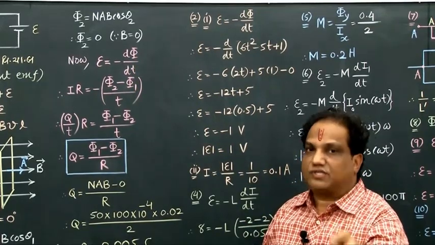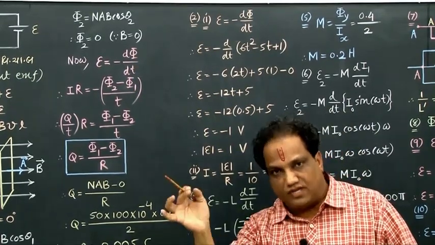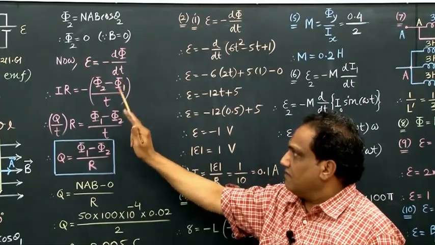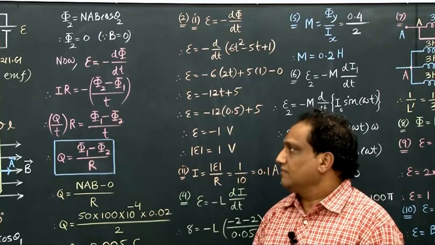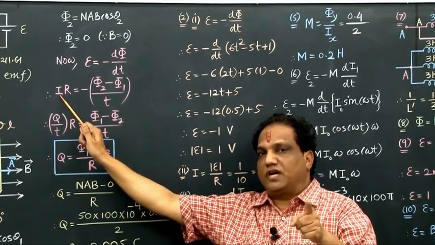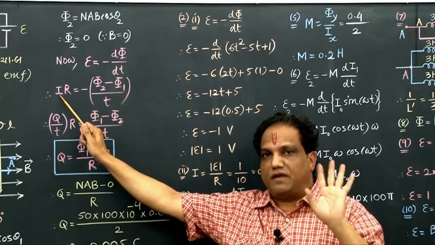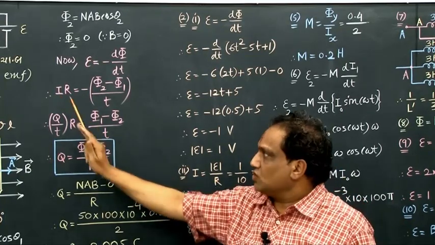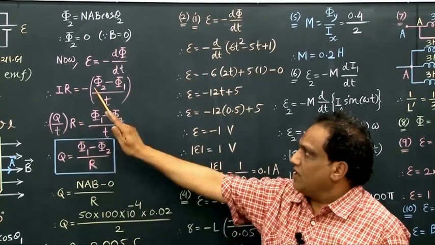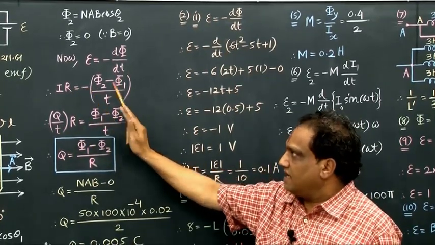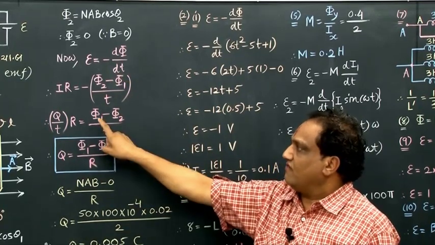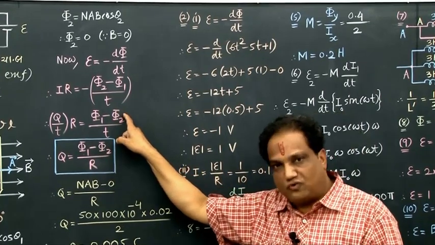Change in magnetic flux. Change is always final minus initial, correct? And this time interval we have taken as t. Fine. And now tell me, this is the induced current. You know, induced current will be induced charge upon time. So I equals Q by t, into R as it is. Now if you take this negative sign inside, then the order will be changed. Now it will be phi 1 minus phi 2, correct?